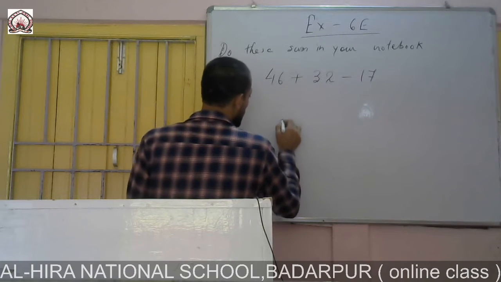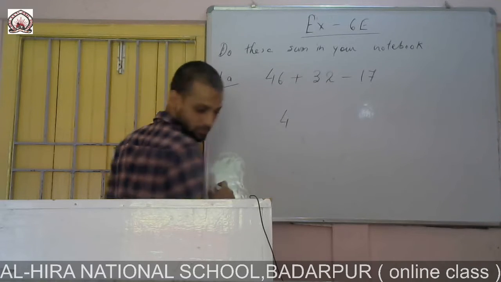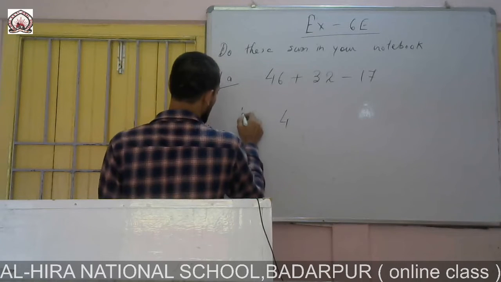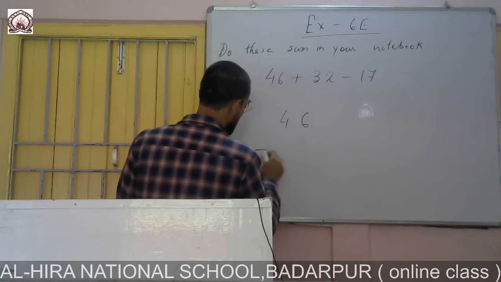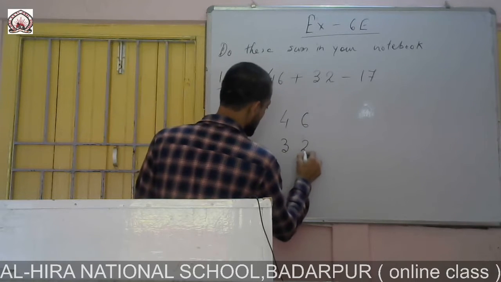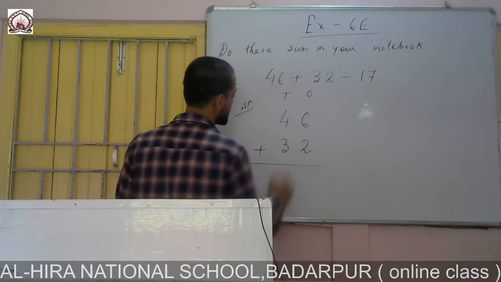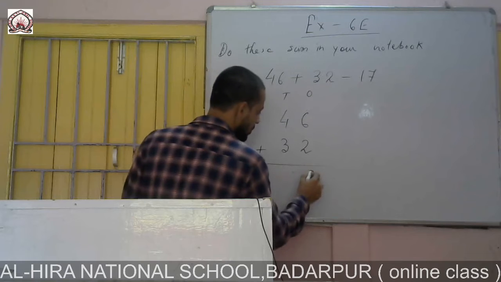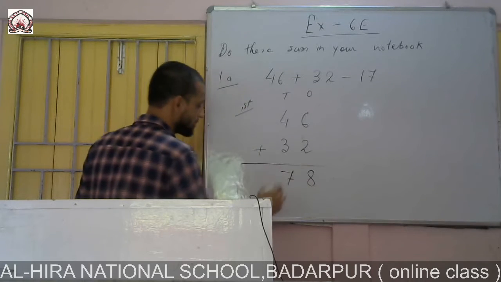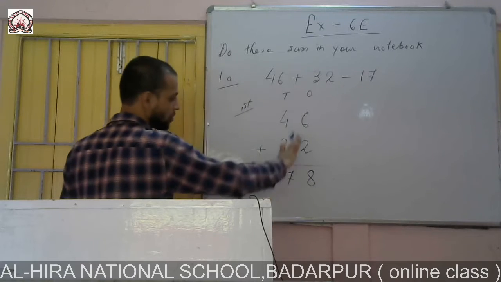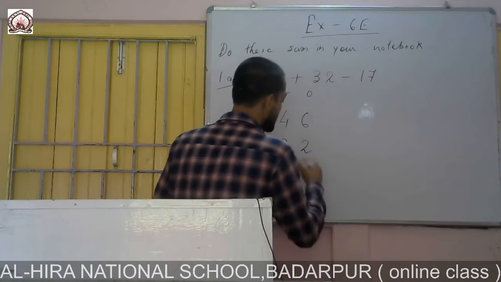Okay. So here 46. You can write this is the first part. So 46 plus 32. So we have to add these two numbers. Like earlier, this is ones, this is tens. So 6 plus 2 equals to what? 8. 4 plus 3 equal to what? 7. After adding these two numbers, we got 78. Now what we have to do?